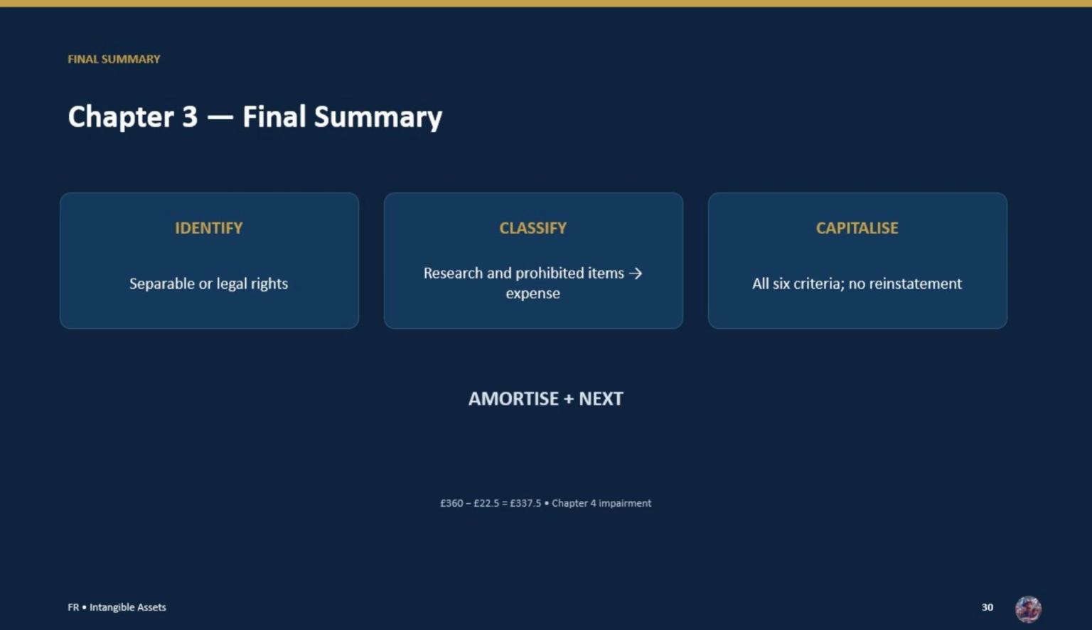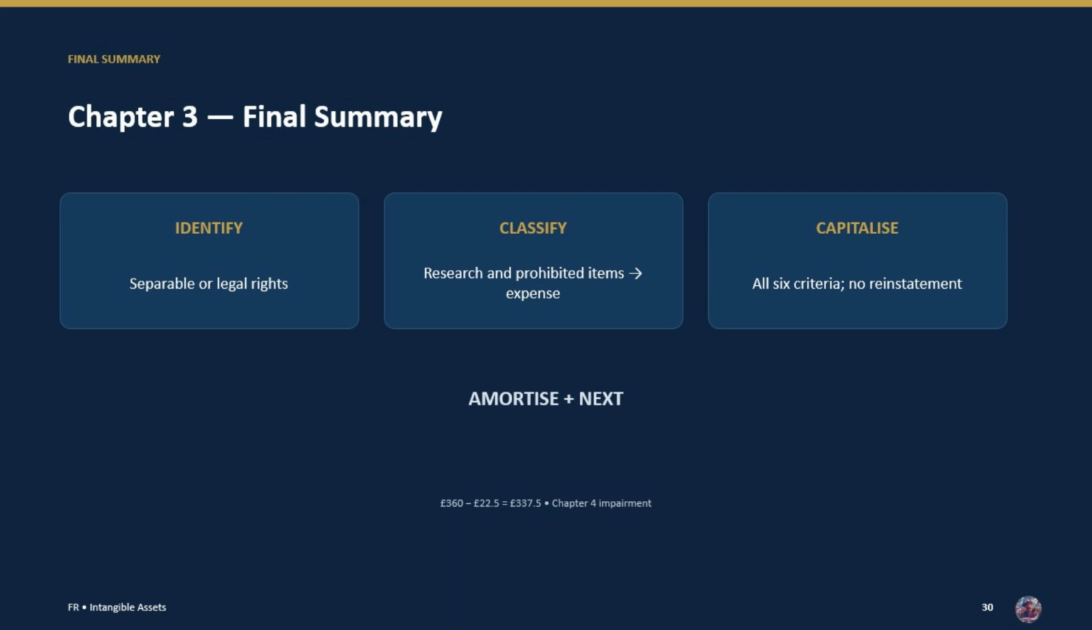Second, expense research and prohibited internal items. Third, capitalize development only from the date all 6 criteria are demonstrated, and never reinstate early expense. Fourth, amortize a finite life asset from the available for use date and cross-check cost less amortization and impairment. Careflow's recognized cost was $360, its 3-month amortization was $22.5, and its closing carrying amount was $337.5.